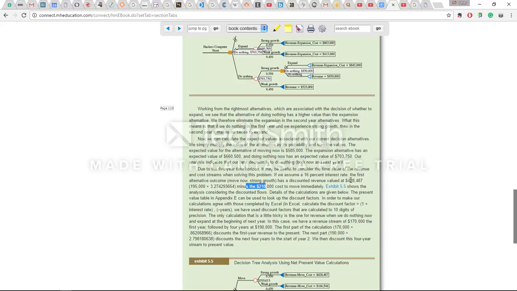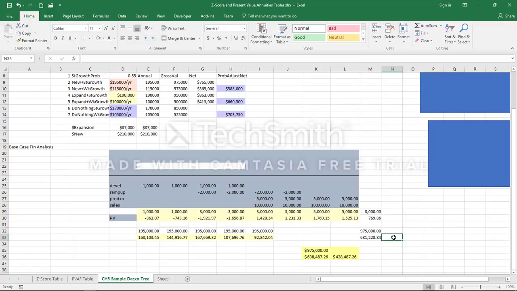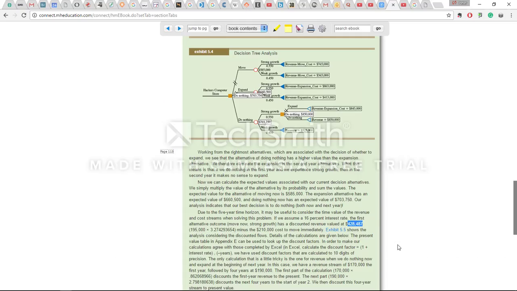Where did they get the number 428 from? Well, what we had to do was our payment to get there was $210,000 at day 0. There's no time involved with the payment. So what we need to do with the investment of $210,000 is just simply subtract it at the beginning. And I'm going to actually use the reference up here. And there we get $471,000.